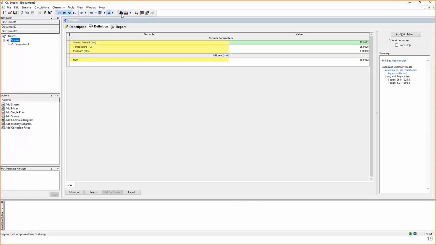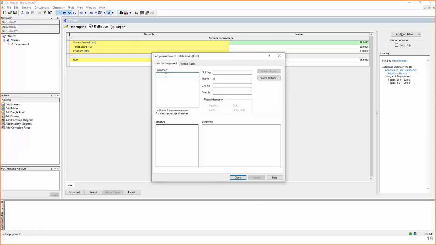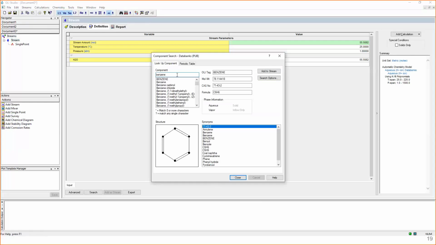So whenever you click on it and you want to look for a specific component, let's say you want to look for benzene, you just type the component name here. The server will look for all the possible benzene components that it has in the database. And here will give you the structure of the benzene, all the phenolics here. Then you'll have the OLI tag, the molecular weight, CAS number, formula, etc.